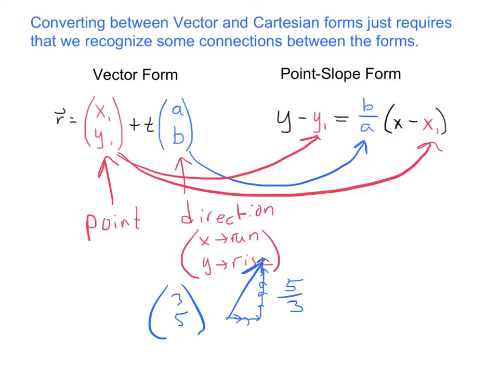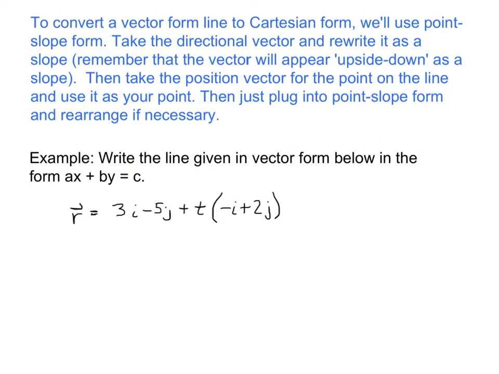We can also go back the other direction by doing sort of the same things in reverse, right? The big thing here to remember is that the directional vector gets flipped over when we write it as a slope because a vector has x on top and y on the bottom, whereas a slope has y on top and x on the bottom. So, to make this specific, if you're converting from vector form into Cartesian form, we're basically going to use point slope form, which is the thing I was just talking about, right? You'll take the directional vector, rewrite it upside down. You'll take the position vector and use it as the point.